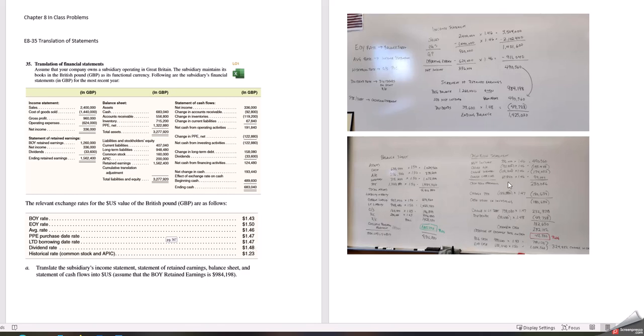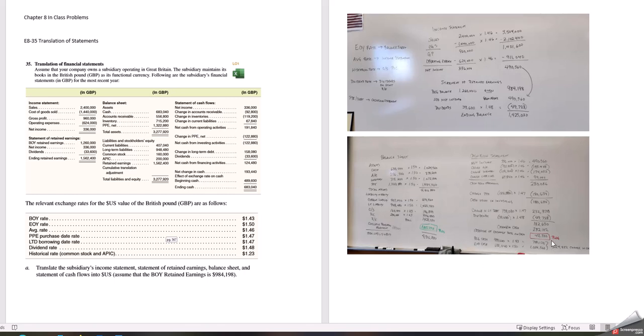And then again, we're going to do our cash flow statement the same way we did in financial accounting. We've got our cash from operations, our cash used in investing, our cash from financing. We will add those three together to get our change in cash. But then we realize that our beginning cash balance is coming in at the beginning of the year rate. Our ending cash balance is coming in at the end of the year rate. So there's a difference.